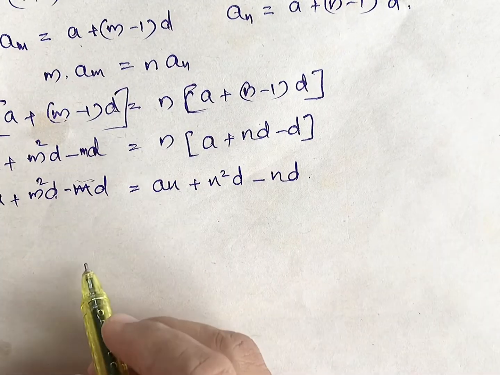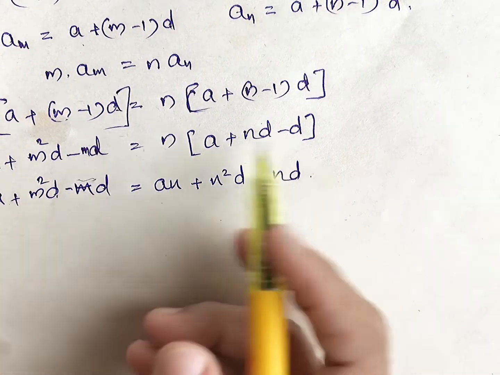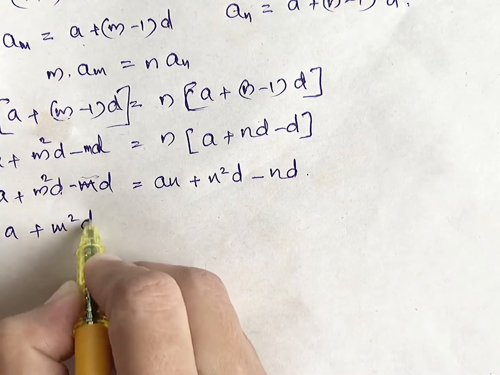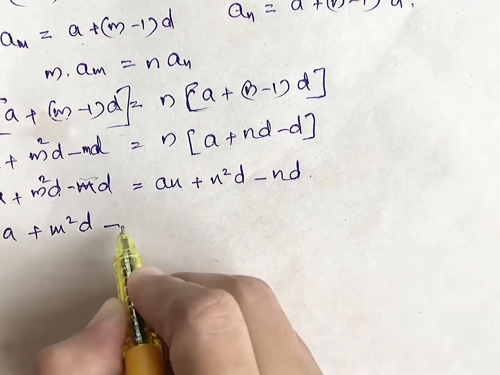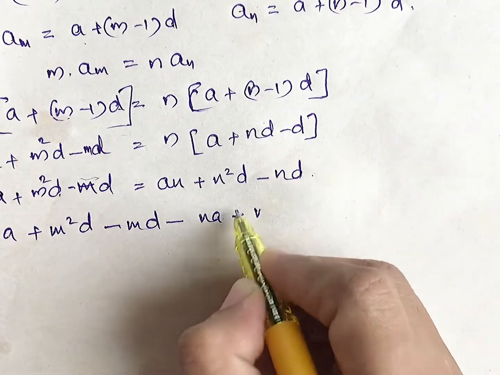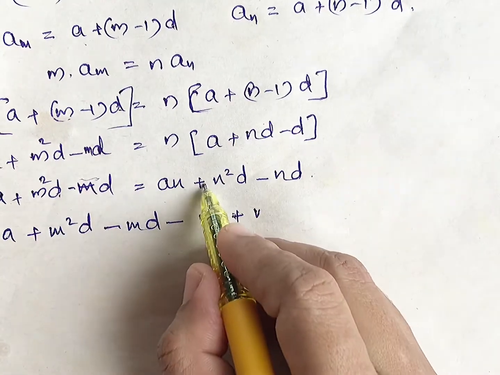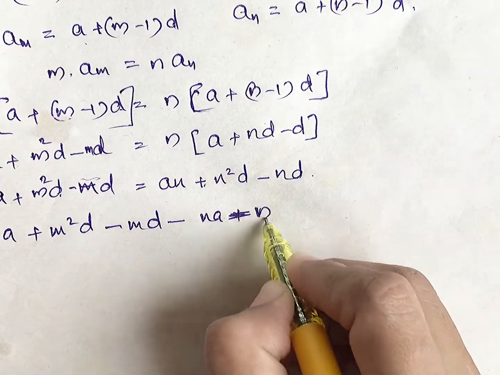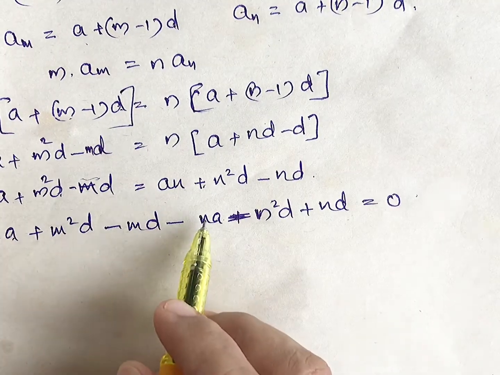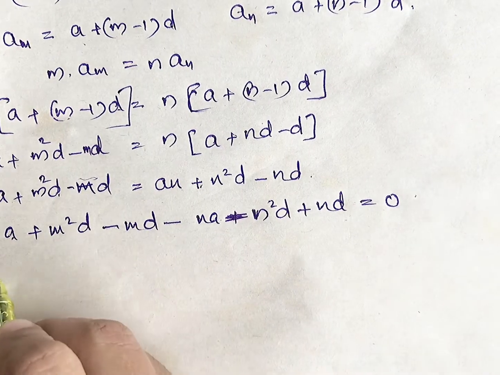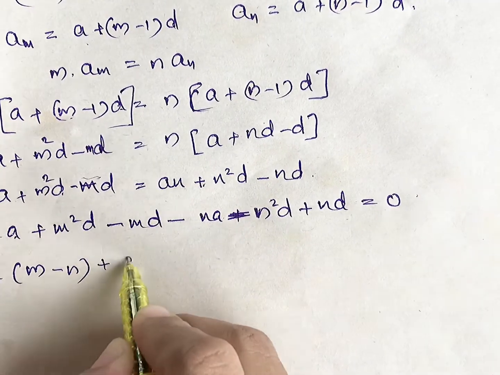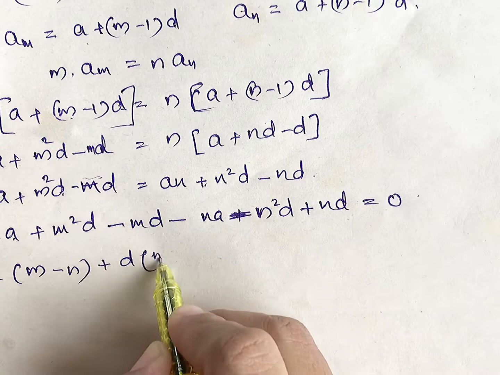Then, on rearranging these things, taking all the terms on one side, we'll get ma plus m square d minus md minus na minus n square d plus nd equal to 0. When it comes to the other side, the plus sign will become negative. Taking the common terms together, it will become a into (m minus n) plus d into (m square minus n square).